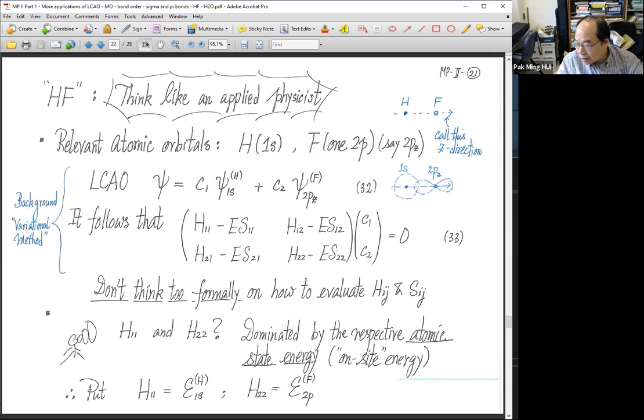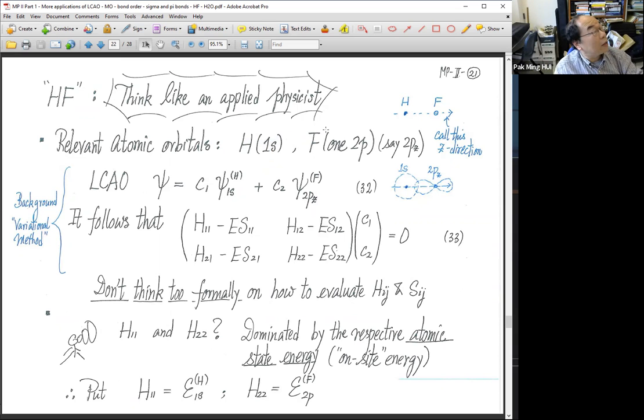Now, the next few pages are meant to do quantum mechanics without doing it explicitly. This is a high-level approach like an applied physicist. So think about the physical situation. For hydrogen, the electron is in 1s. So the most economical way to do LCAO is just to include hydrogen 1s and not the empty 2s states. They are many eV up, doesn't matter. For fluorine, you count.